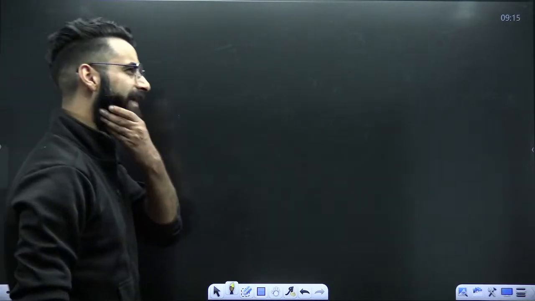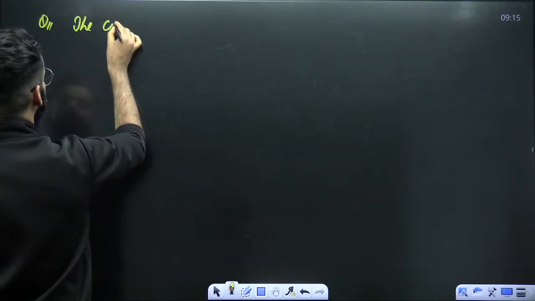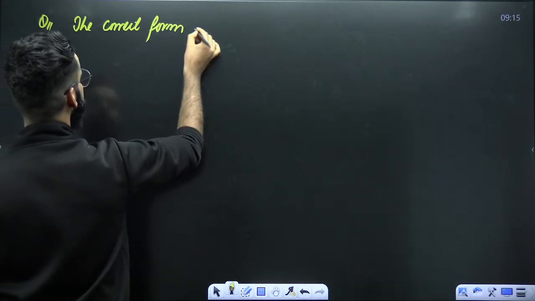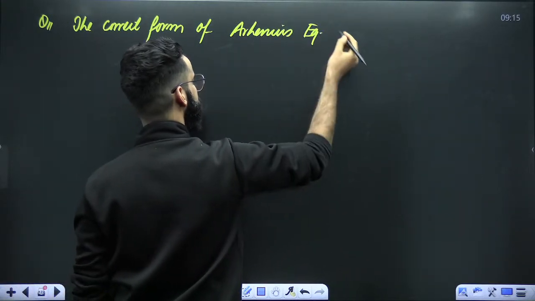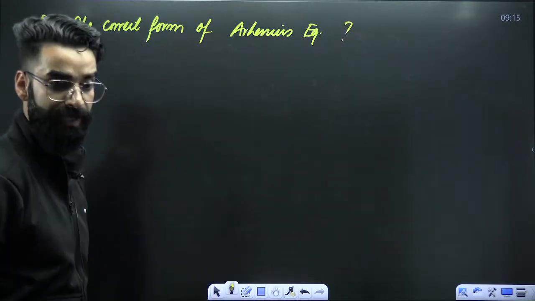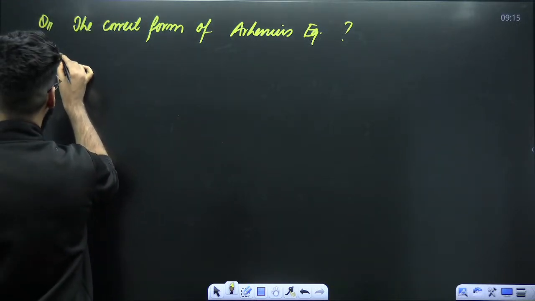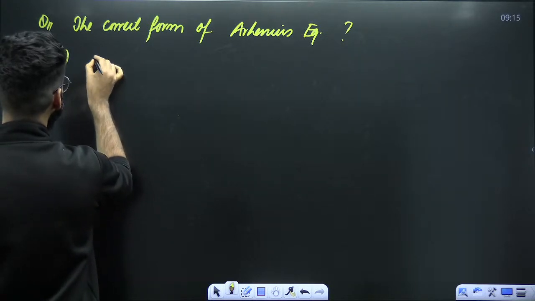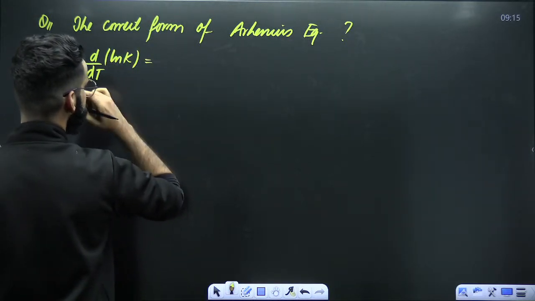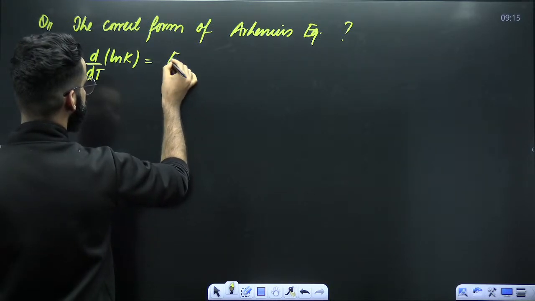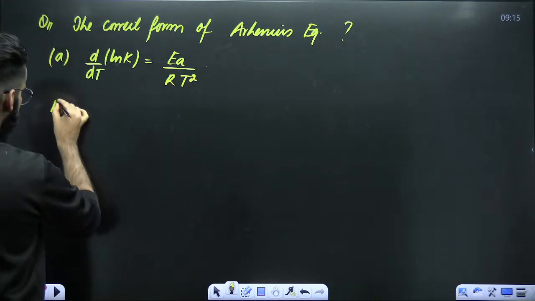There was one question asked long back. I don't exactly remember the question, but it was something like this. The correct form of Arrhenius equation among the following is. Just a second. There were a few options which were given. First option was d upon dt of ln of k is equal to EA divided by RT square. This was the first option.